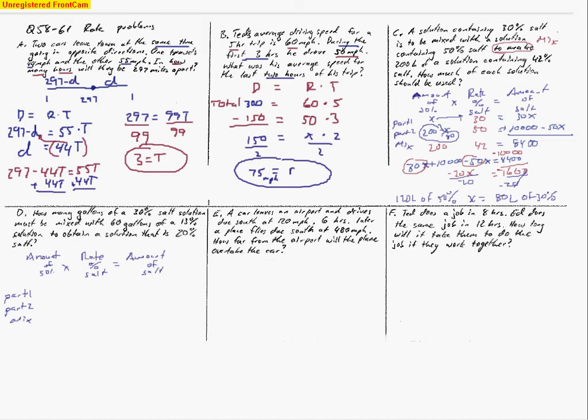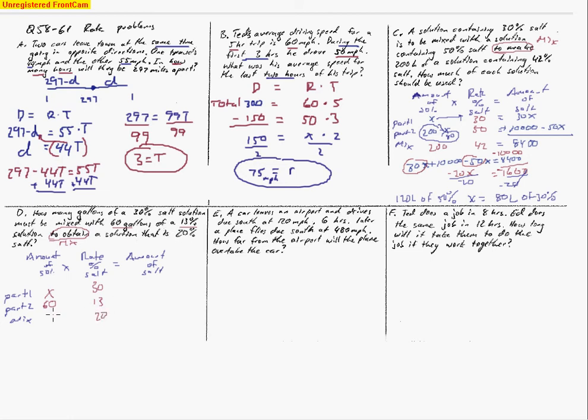So we read the problem, and it talks about how many gallons of a 30% salt solution. So how many? Well, they're giving us our X already. How many of a 30% salt solution must be mixed with 60 gallons of a 13% to obtain. So right there, that tells us now we're dealing with the mix. It should be mixed with 60 gallons, so I know those are the two parts. To obtain a solution that's 20%.